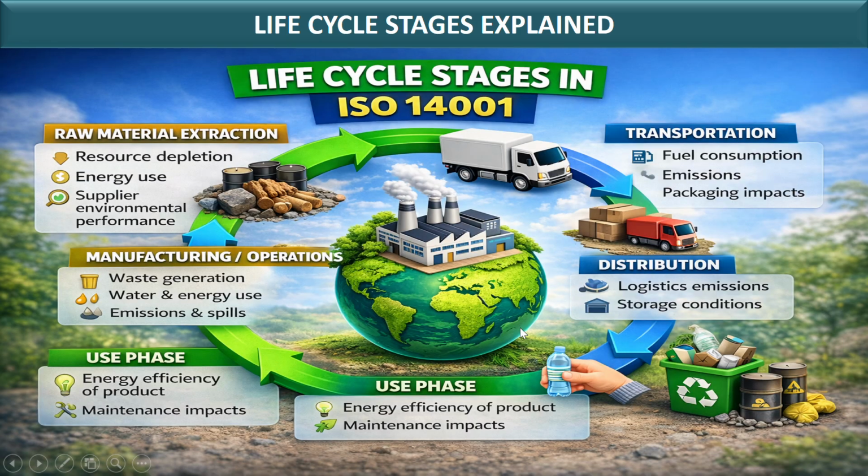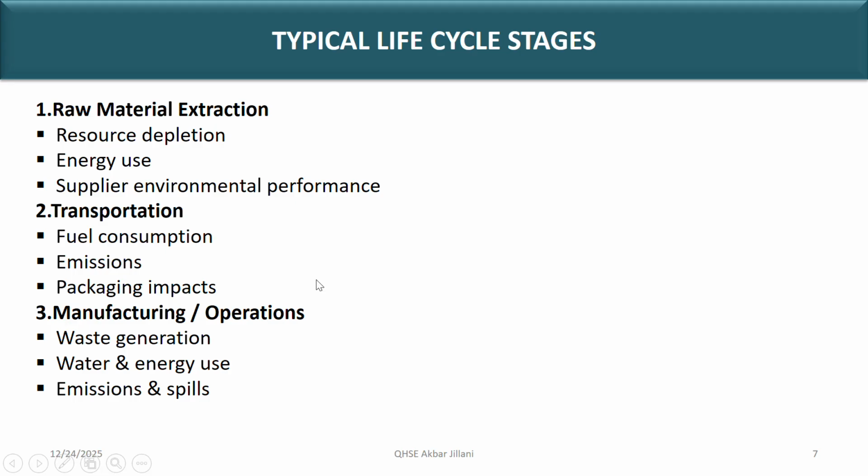Now we take this in more detail: raw material extraction, resource depletion, energy use, supplier environmental performance, then transportation, fuel consumption, emission, packing impacts, distribution, logistics emission, storage condition, then use phase, energy efficiency of products, maintenance impact, then manufacturing operation, waste generation, water and energy use, emission and spills. So now we discuss this one by one.